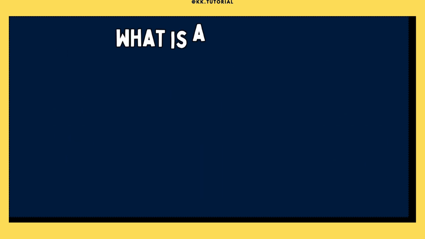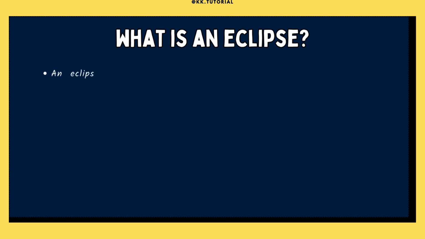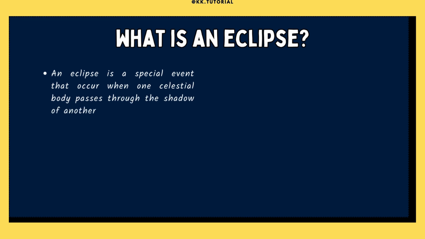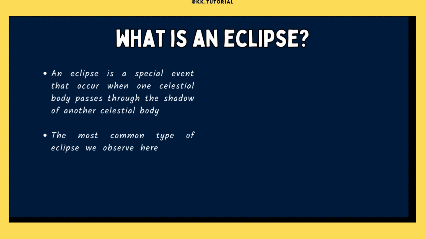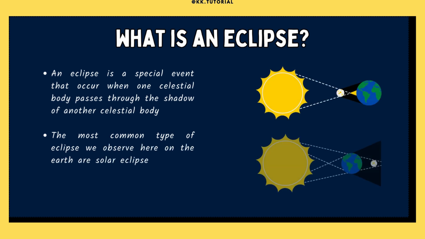Now students, what is an eclipse? An eclipse is a special event that occurs when one celestial body passes through the shadow of another celestial body. The most common types of eclipse we observe here on the earth are the solar eclipse and the lunar eclipse.